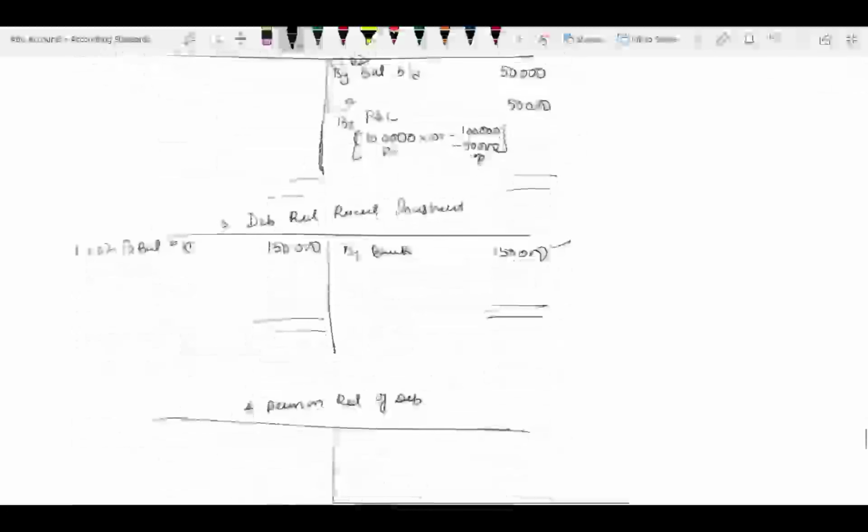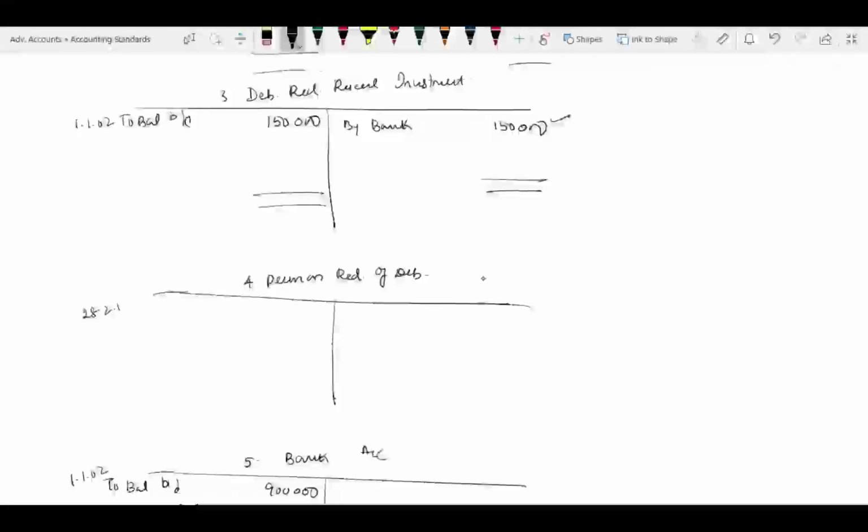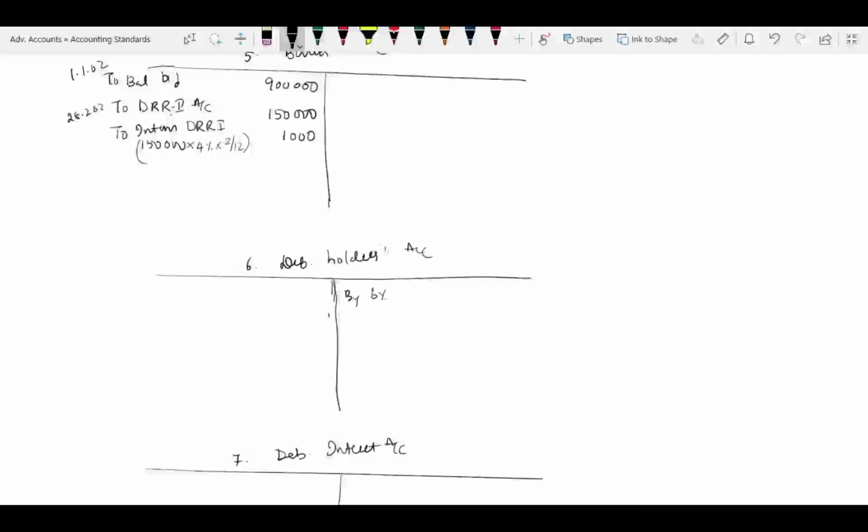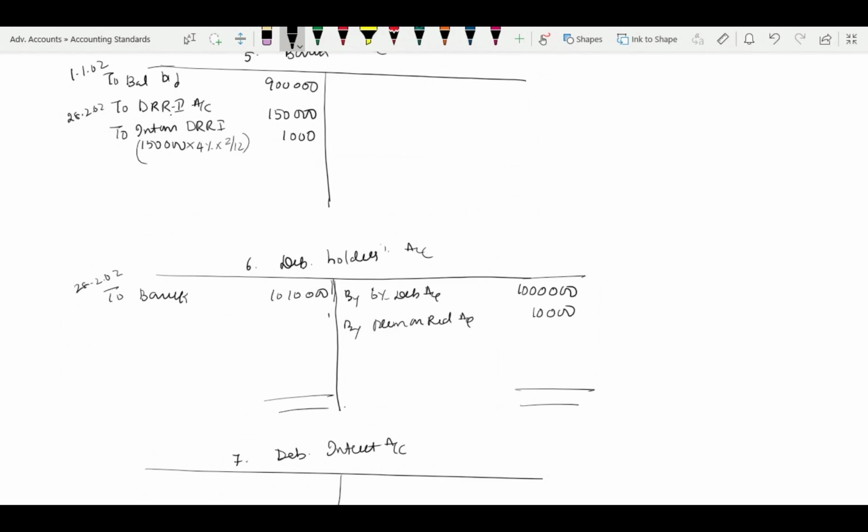Next, premium on redemption: 28/2/02 to debenture holders account 10,000. So in the debenture holders account credit side, by 6% debentures account 10 lakh, by premium on redemption account 10,000, in total 10 lakh 10,000. Next entry is the payment entry: debenture holders account debit to bank account. In debenture holders, 28/2/02 to bank 10 lakh 10,000.